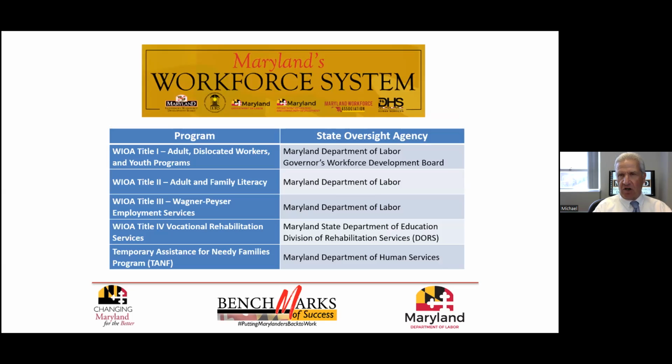To accomplish these lofty goals, an executive committee was established to provide oversight. The committee consisted of secretary-level participation from the Maryland Department of Labor, the Governor's Workforce Development Board, the Maryland Department of Commerce, the Maryland State Department of Education, Division of Rehabilitation Services, the Maryland Department of Human Services, and other local community workforce development partners.